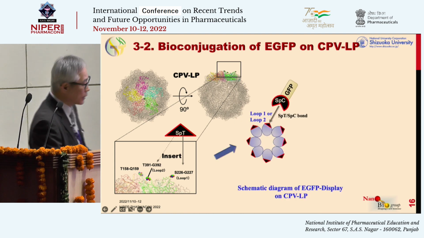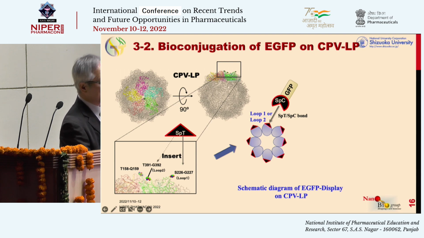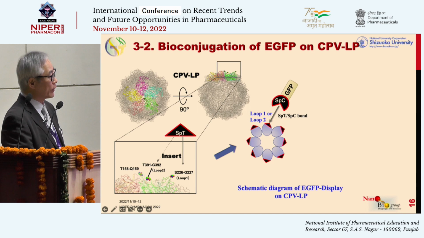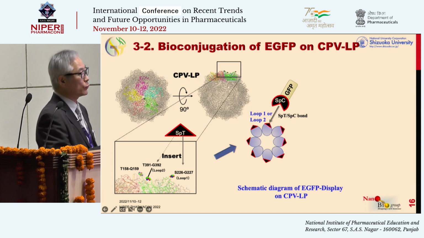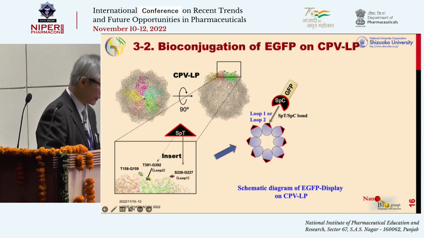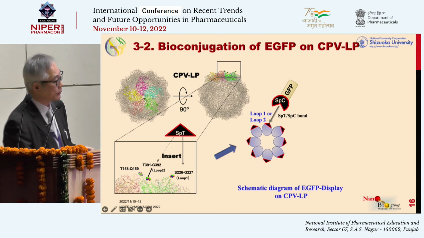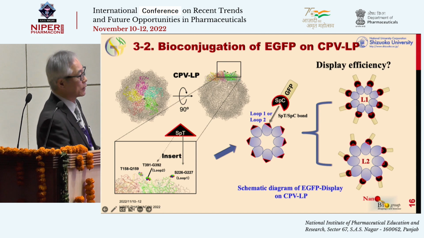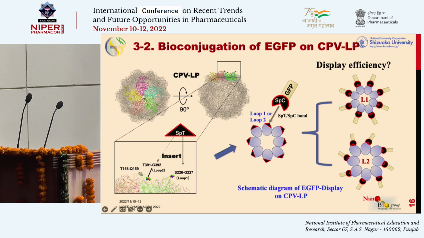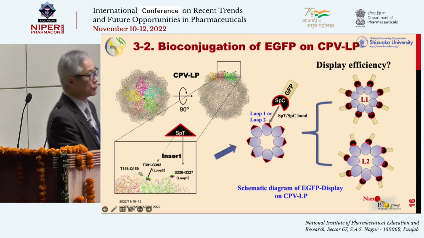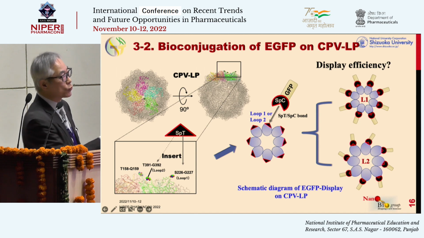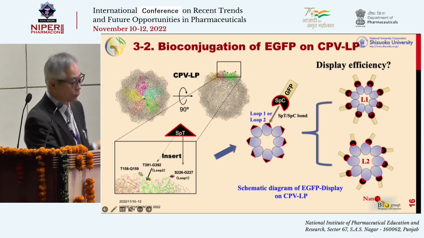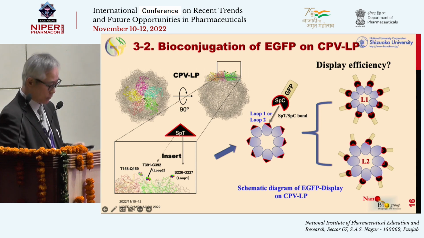Here, one is a loop 1 based VLP, another one is a loop 2 based VLP. We prepared them, and then separately we expressed the GFP SpyCatcher as a conjugation partner and bioconjugated them. Finally, we have loop 1 based VLP, loop 2 based VLP, and conjugated EGFP. Which one is the more efficient method? We want to know. Therefore, we started this research.